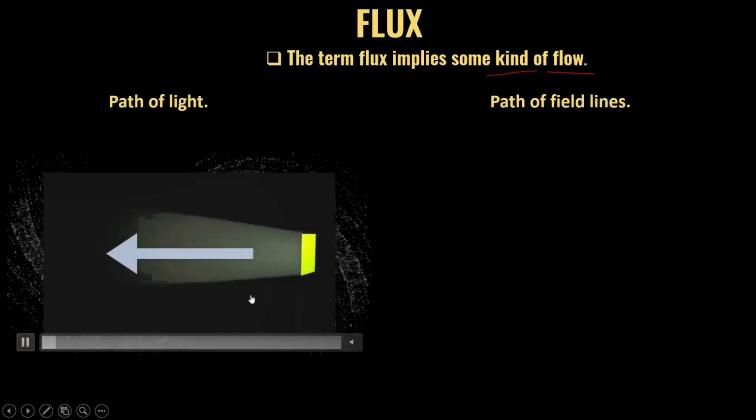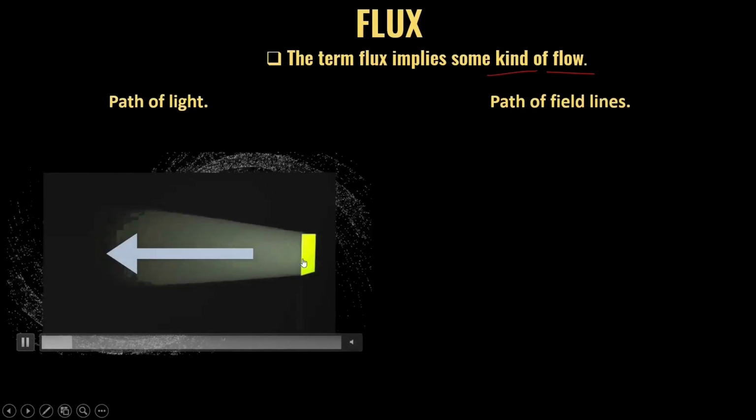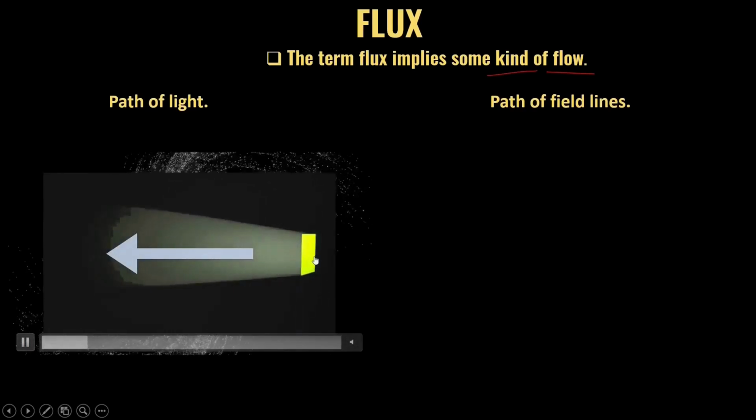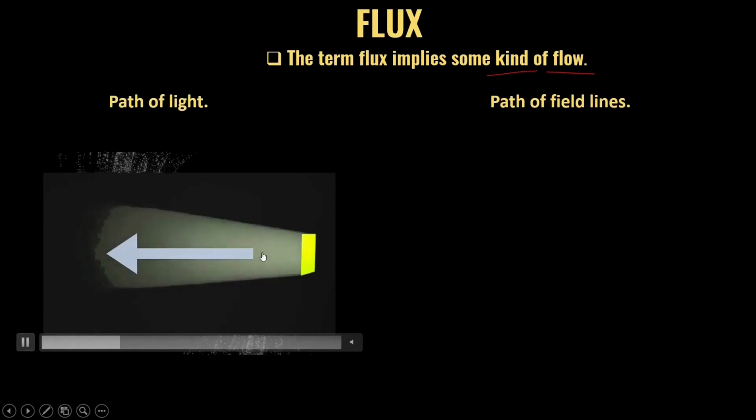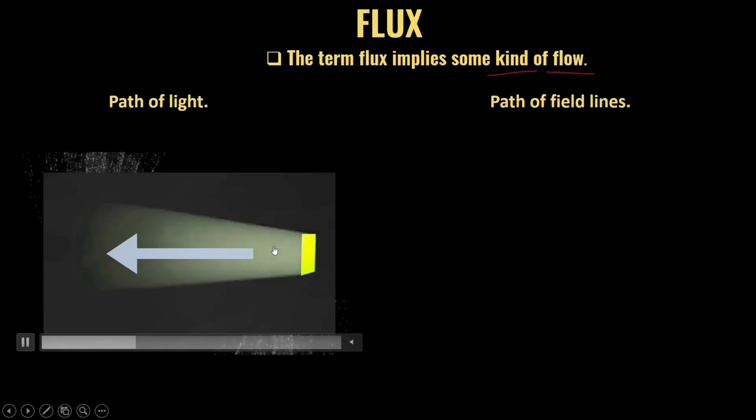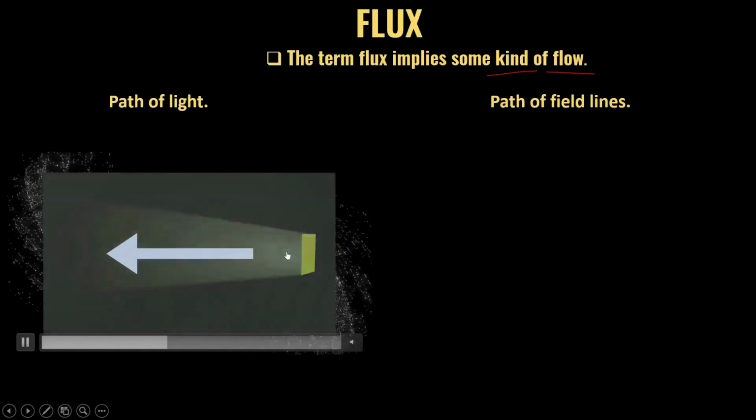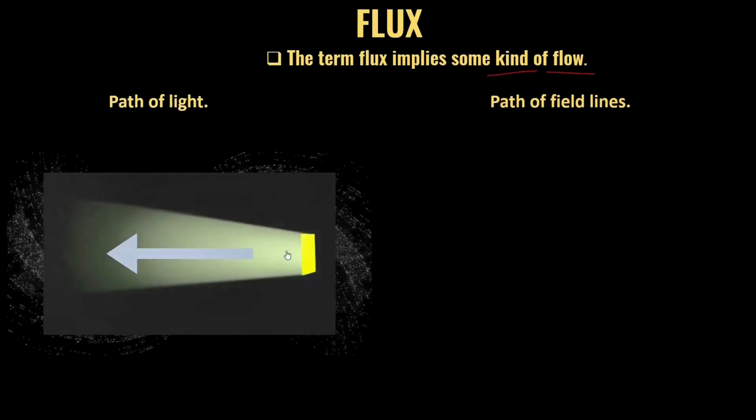Let us see here. This is a planar surface, and if a source of light is kept somewhere else so that the light is passing through this planar surface, we will call that a perpendicular direction. See here, the path of the light is in a perpendicular direction, so we will say that something is passing through the given area, which is called a flux.